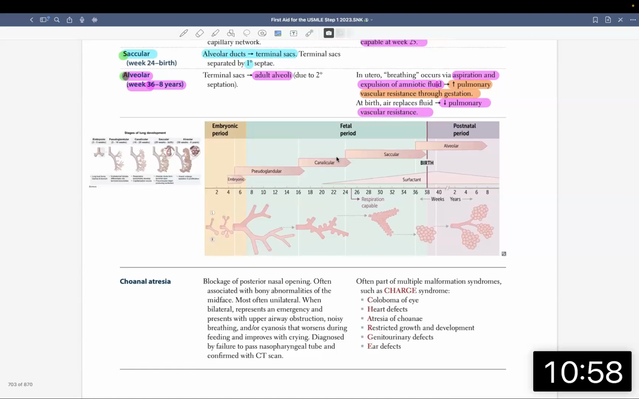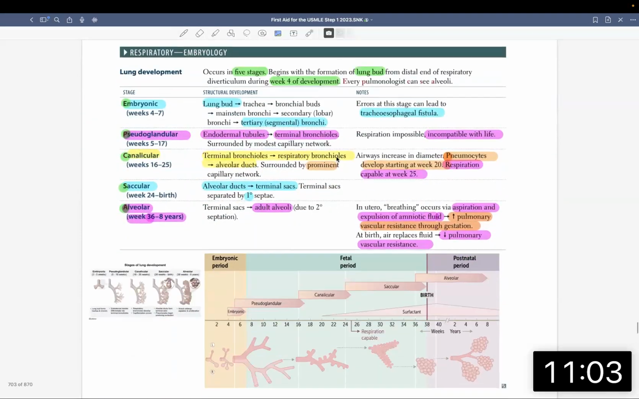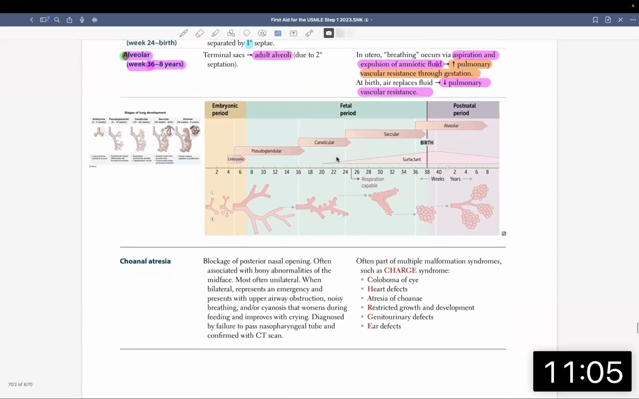So next we have choanal atresia. What is choanal atresia? This is the blockage of the posterior nasal opening, often associated with bony abnormalities of the midface. Most often unilateral. When bilateral, it represents an emergency and presents with upper airway obstruction, noisy breathing, and cyanosis that worsens with feeding and improves with crying. Diagnosed by failure to pass the nasopharyngeal tube and confirmed with a CT scan.